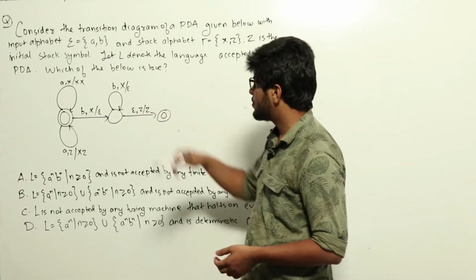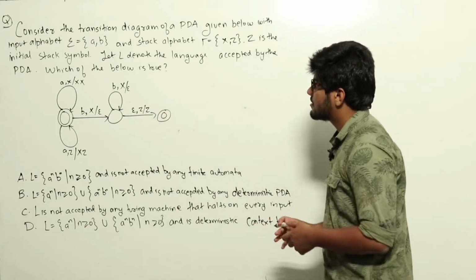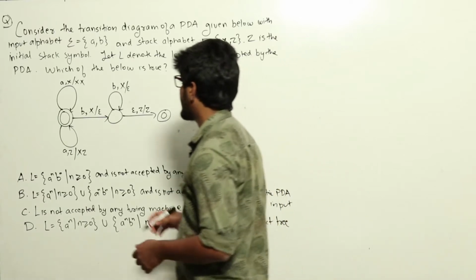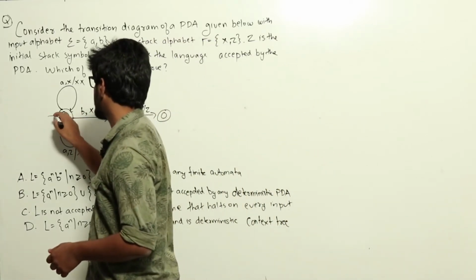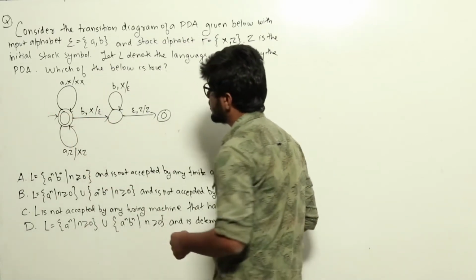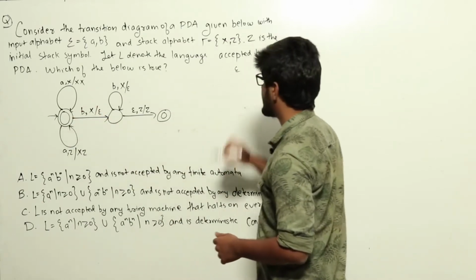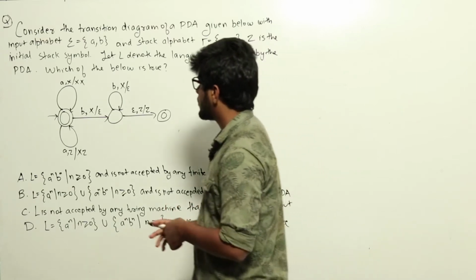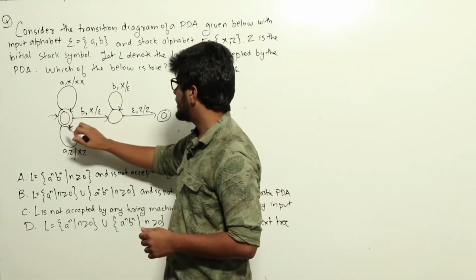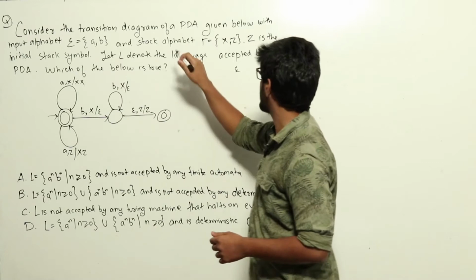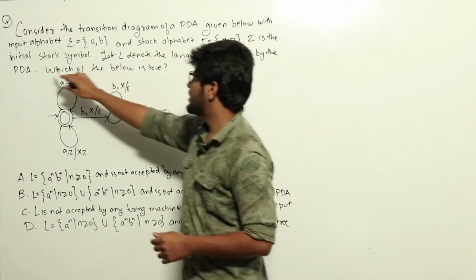Now let's take a look at the push-down automata here and see what language it generates, what strings it generates. So this was the starting state. Okay. So starting state itself is an accepting state. So epsilon is accepted by this push-down automata. Now initial stack symbol would be Z, that was given in the question.